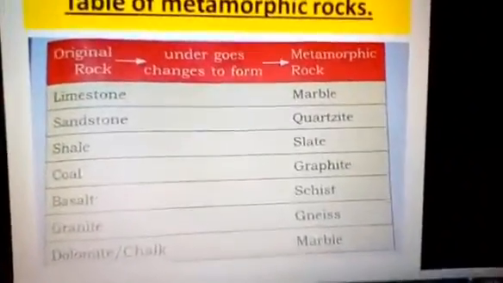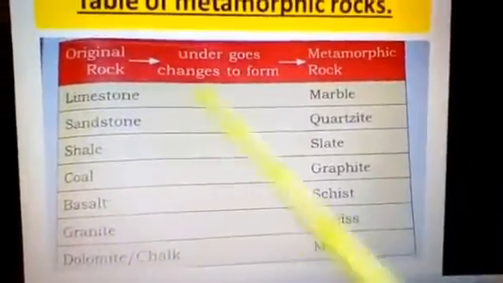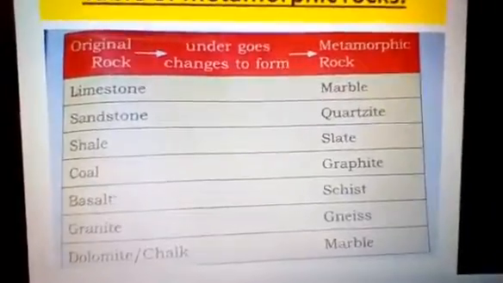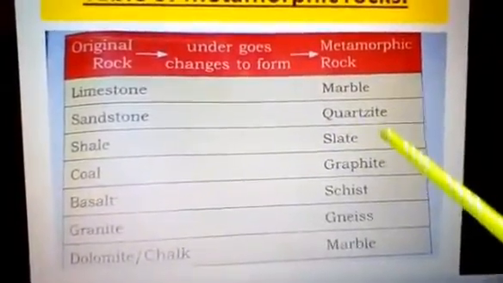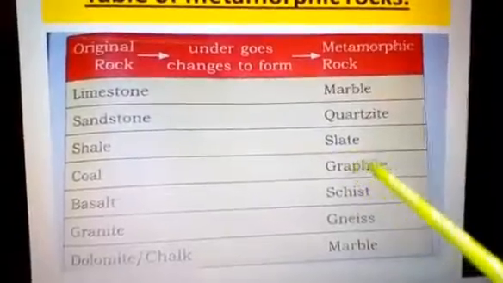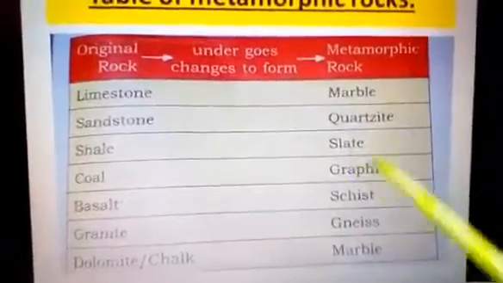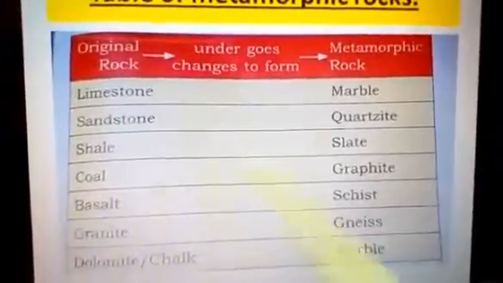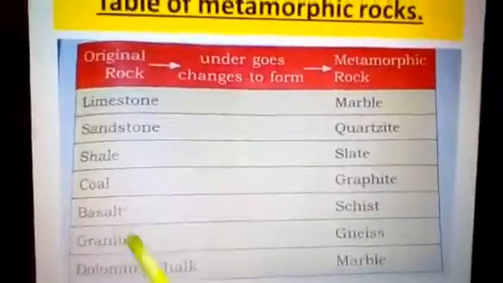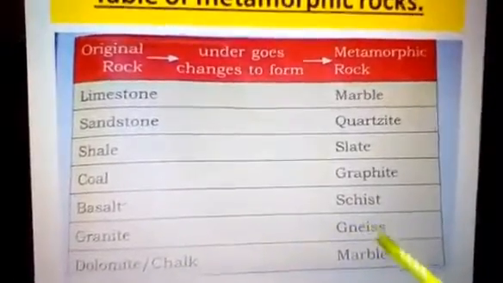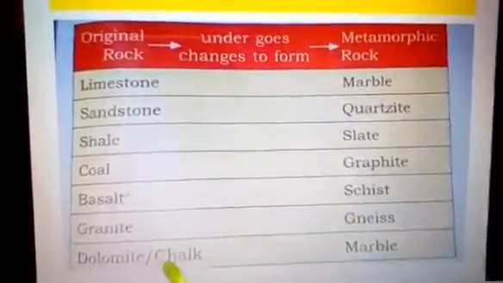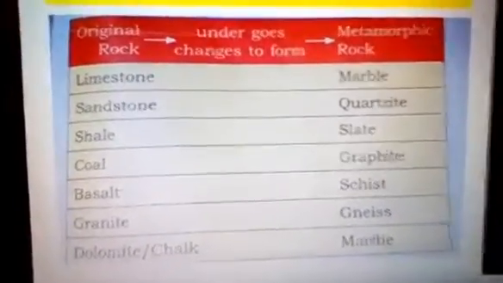Here we have a few examples. The table of the metamorphic rock: limestone changes into marble, sandstone changes into quartzite, shale changes into slate, coal changes into graphite, and the best known one is graphite again transforms itself into diamond. Basalt changes to schist. Granite changes to gneiss, which is pronounced as nice. The G is silent. Dolomite changes into marble, becoming a lot harder than it was previously.